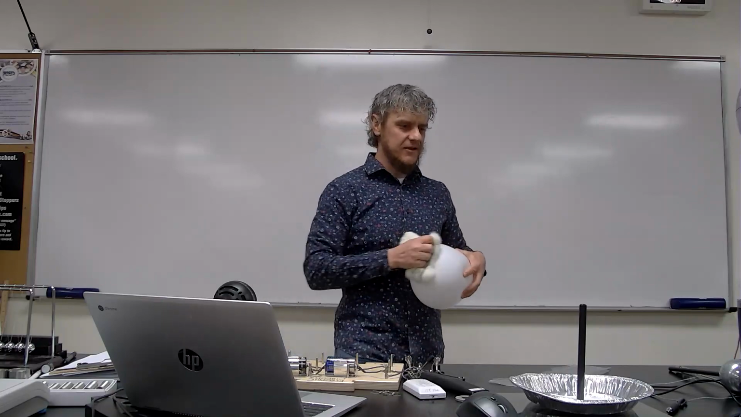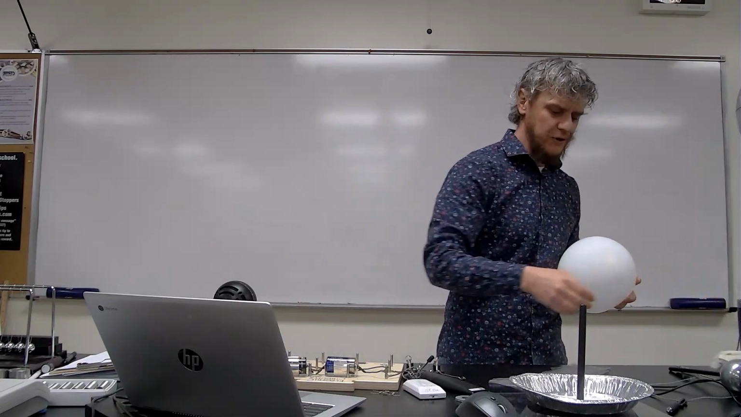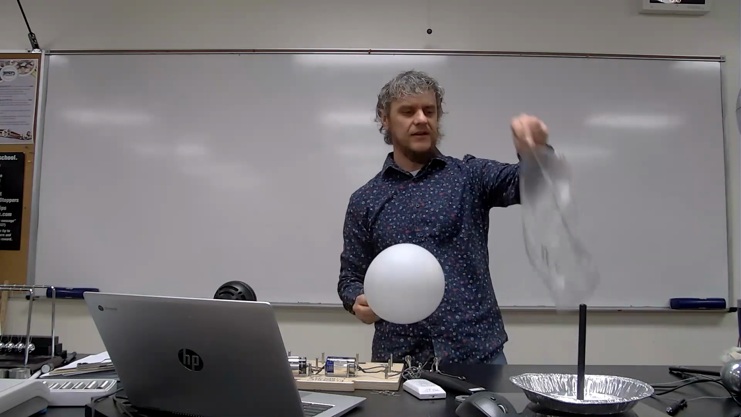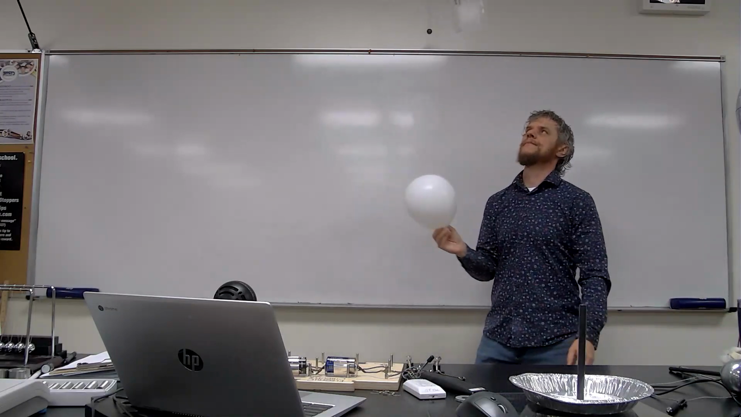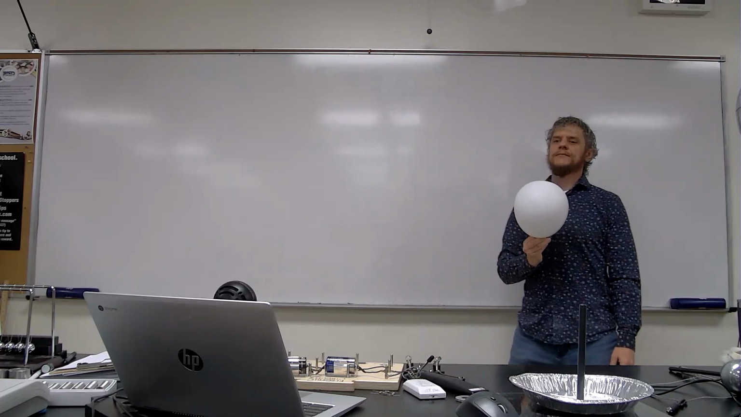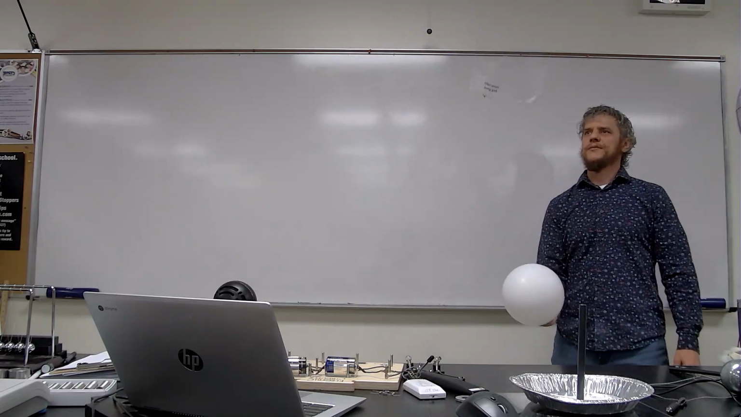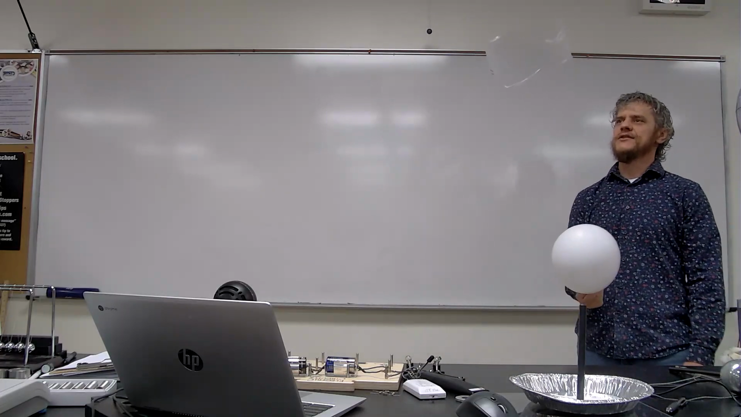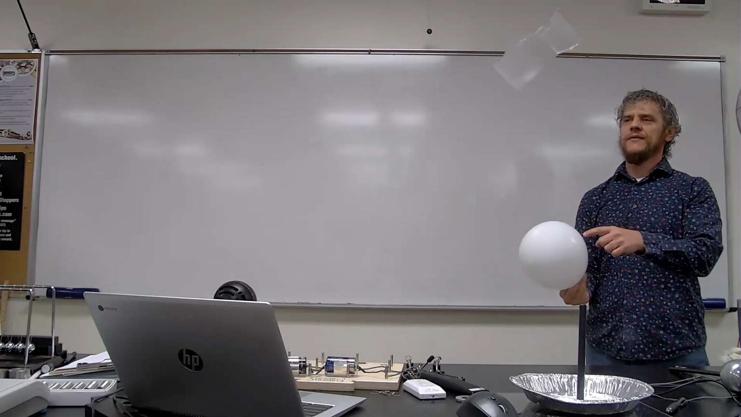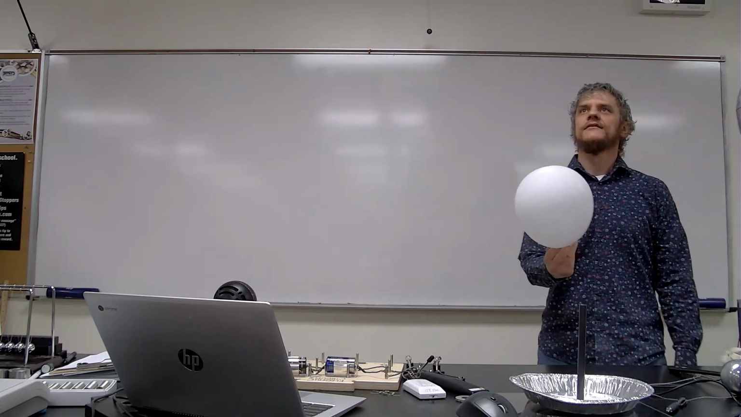And what's cool about this little experiment is you can actually get the loop of plastic to float due to the electric force. Ooh, there we go. Am I on the camera? Yeah. So the loop of plastic is now floating because there's a repelling electric force from the balloon to the plastic. Okay.